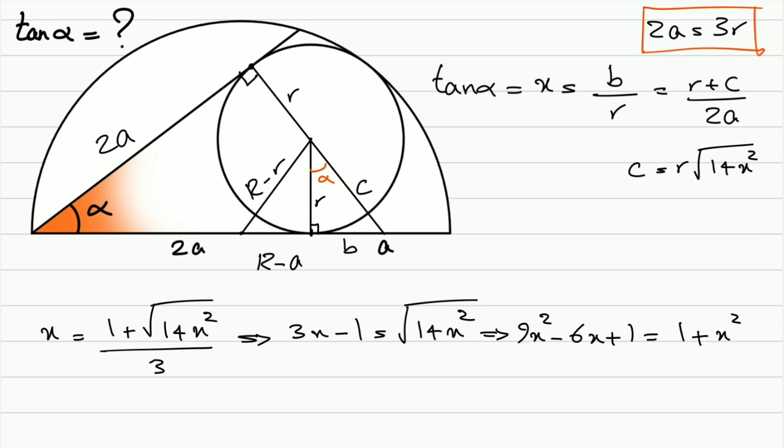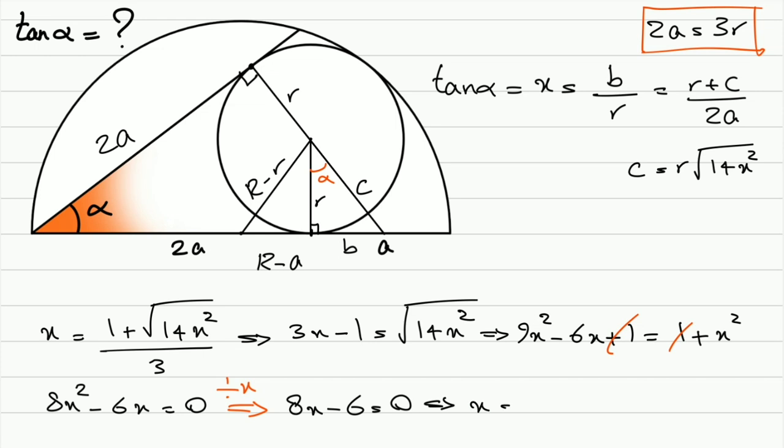Oh, exciting. We are getting close to the answer. So 8 times x squared minus 6 times x, and 1 cancels out 1, is equal to 0. And then x is not 0, the tangent of alpha, because alpha is not 0. So we can divide by x. 8 times x minus 6 is 0. And then x is 6 over 8, or 3 over 4, or let's say 0.75. That's the tangent of the angle alpha.